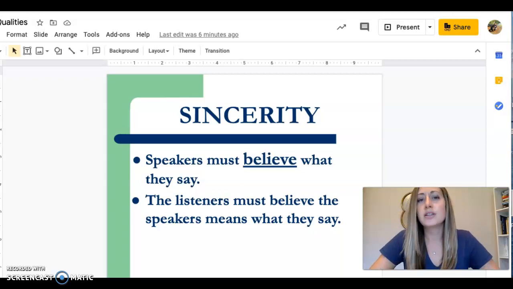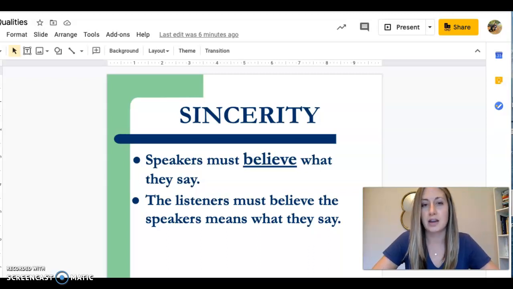If you are not interested in the topic that you're talking about, it's going to be obvious to the audience. Please choose topics that you really care about and that you're passionate about, because the audience is just going to be bored if you're bored. You want to talk about your topic like you care about it. The listeners need to believe that you care about what you're talking about.